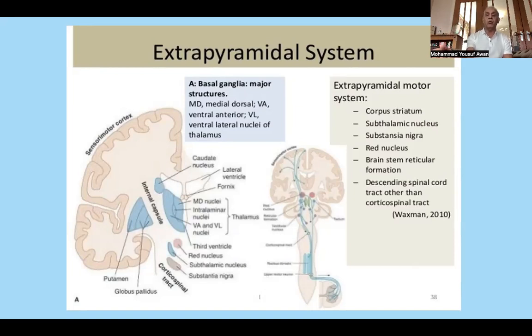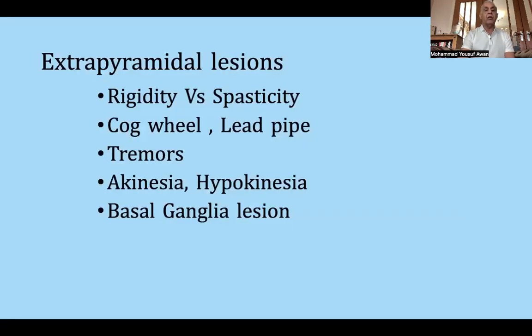This is rigidity. Rigidity is a sign of extrapyramidal tract lesion, and the tone is increased in all groups of muscles. Rigidity is of two types. There is lead pipe, when it is present through the whole range of movement, and cogwheel, when there are jerky movements while you are checking for tone. In cogwheel rigidity, the increased tone is usually superimposed by tremors, which may not be visible clinically. So that is extrapyramidal system lesion.